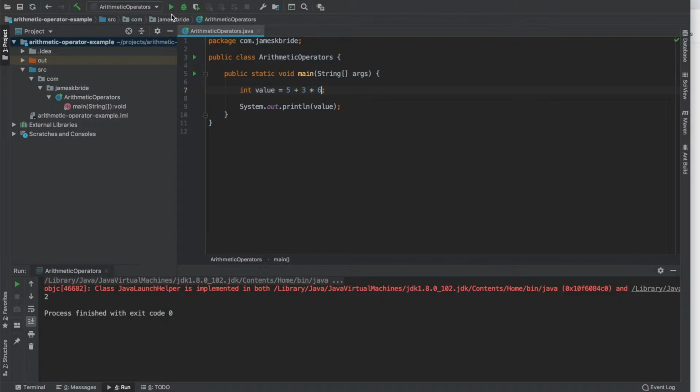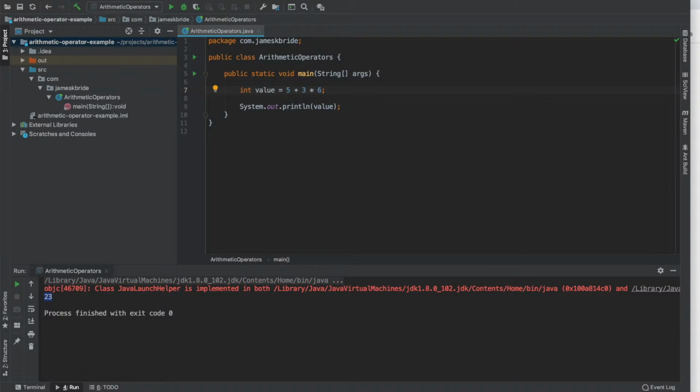So I'm going to compile it. I'm going to run it. You'll notice we got 23. Obviously that's because what it did was 3 times 6 is 18, plus 5 gives us 23. So why did it do that? Well, that's because in Java, multiplication and division have a higher order of precedence than addition and subtraction.